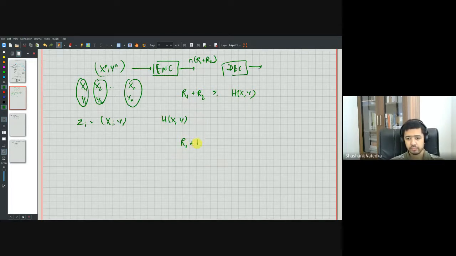R1 plus R2 greater than or equal to h of x comma y. Okay. But you also know that, of course, R1. So if this is something that you did, okay. So what does R1 plus R2 greater than or equal to h of x comma y look like on the R1 R2 axis?